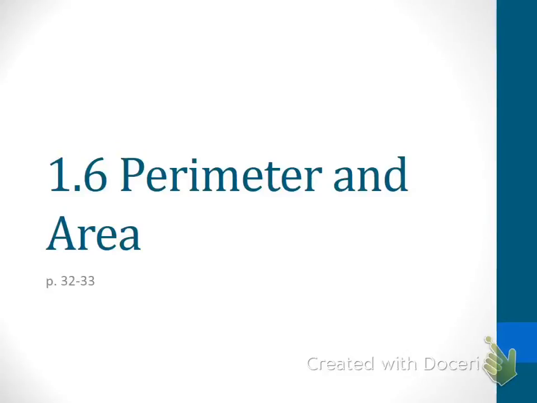All right, today we're in section 1.6, perimeter and area. We'll be finding the perimeter and area of a rectangle and a square.